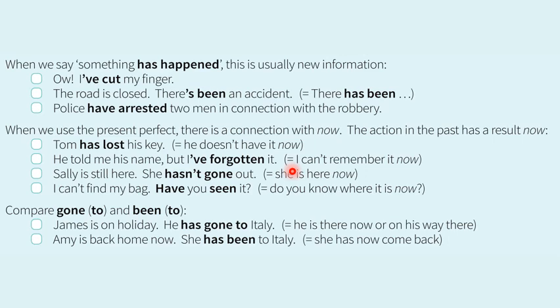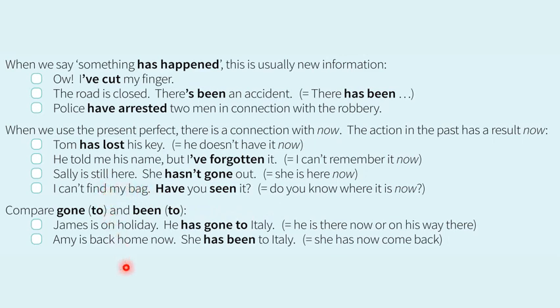Let's compare this with another sentence. I forgot to tell him yesterday. In this sentence, the action happened yesterday. But if the verb forget is related to something you can't remember at the moment, it has to be in the present perfect. He told me his name. I can't remember it at the moment, so I have forgotten it.